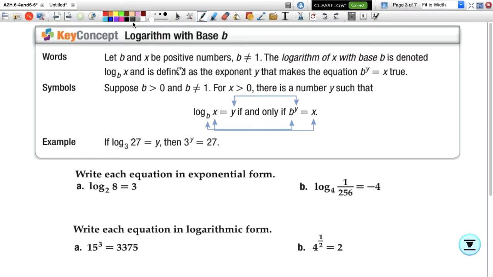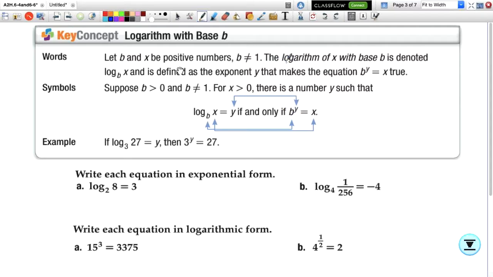So this is right from our text. It's a little tricky at first, but the example's really good. So it says, and again, the wording is tricky, let b and x be positive numbers, and b cannot equal 1. Okay, so our base number here cannot be 1, because 1 to any power is not going to end up being a function that works. It has to have a growth factor, or it has to be a decay factor. If it equals 1, then it's just a line. It's not going to be a logarithm or exponential.